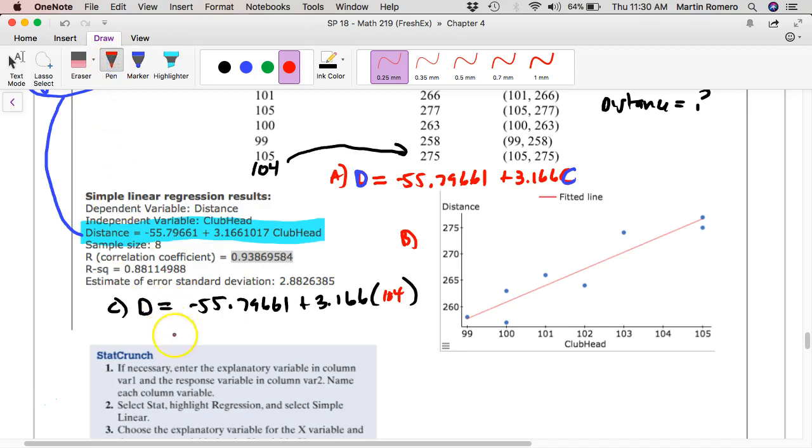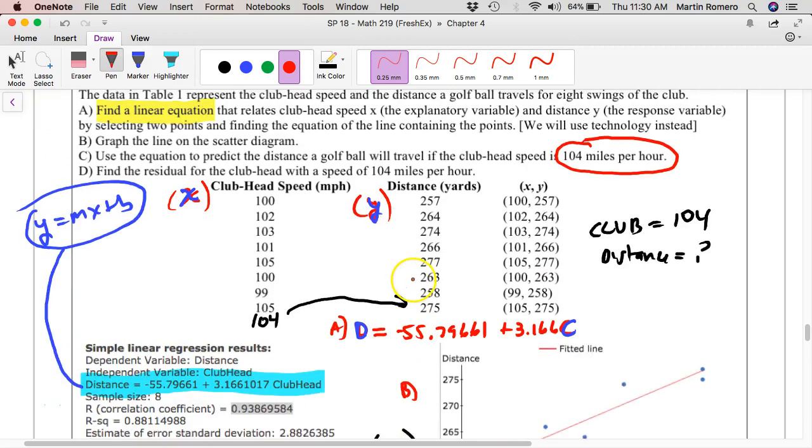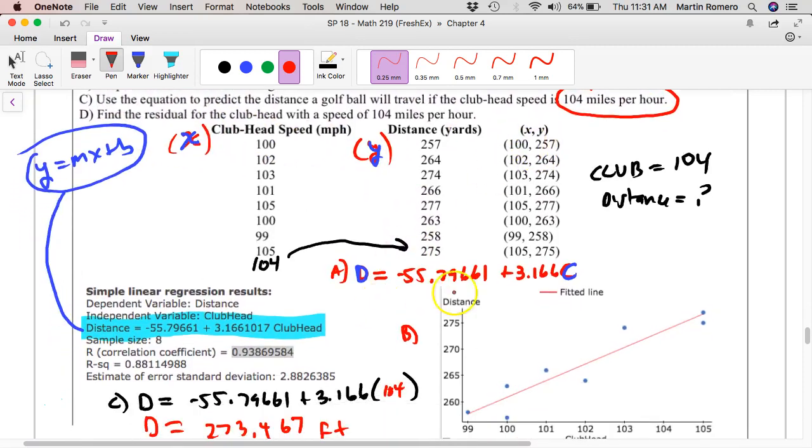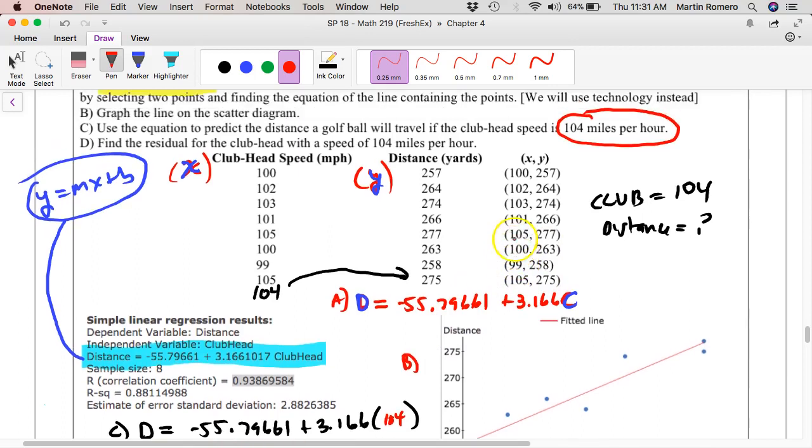Okay, so we plug it in, and after you calculate that, we get an answer of D equal to 273.467. So we would then say that it travels 273 feet. And that's how we use the equation to make a prediction.